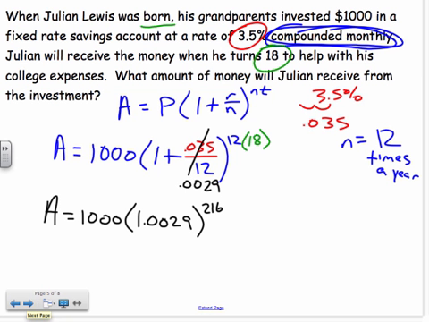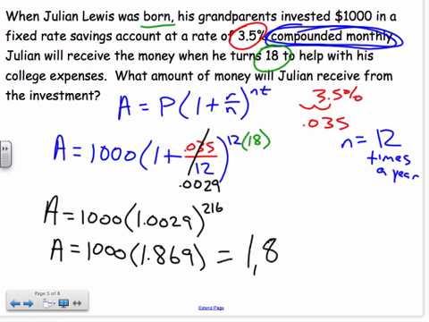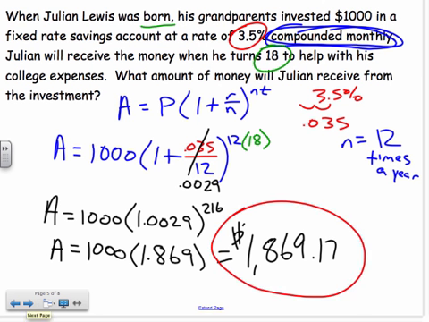So we take 1.0029 to the 216th power, and just take that number times 1,000 on your calculator right away. I'm going to round it here though, 1.869, and we end up with $1,869.17 when I round. So there you go. They put in $1,000 at 3.5%, and when he turns 18, he almost made another $1,000 on that, right? He's going to walk out with his account at $1,869.